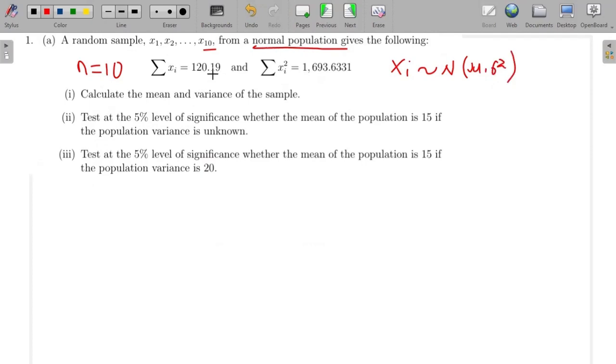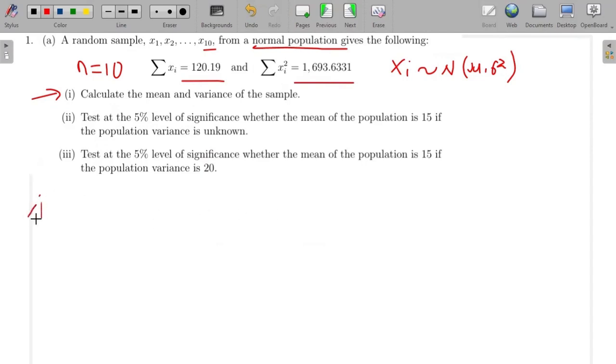The summation of all the x's is giving me 120.19. And then the summation of all the xi squared is giving me 1693.6361. So the first question here is a very simple question. They're saying calculate the mean and the variance of the sample. That one you know.